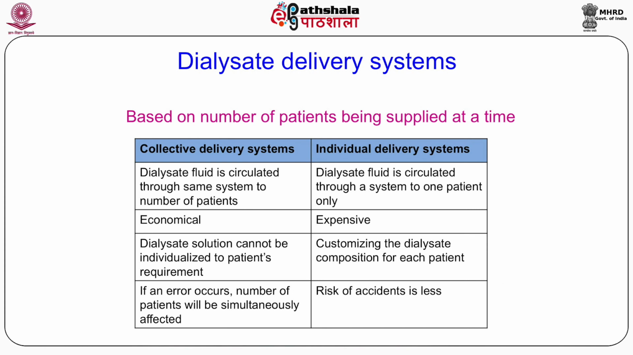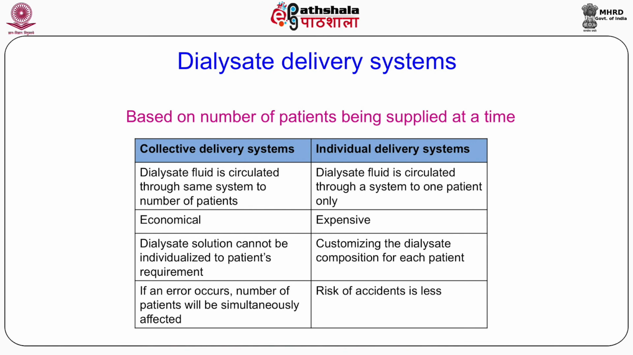If you look at the first classification, what we see is you can have a delivery system which is catering only to a single patient and the other one which is catering to multiple patients. Both have advantages and disadvantages. Those which are catering to multiple patients are principally more economical because you just need one system which can take care of so many of them, right? On the other hand, a single patient system would mean more cost. The disadvantage of this system is that the composition that we are pumping through cannot be individualized according to the patient's requirement.